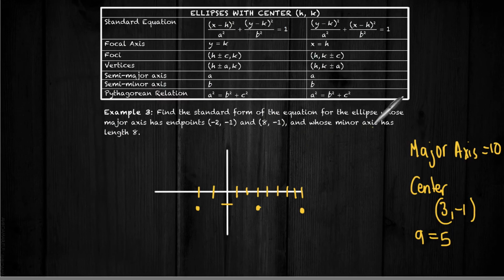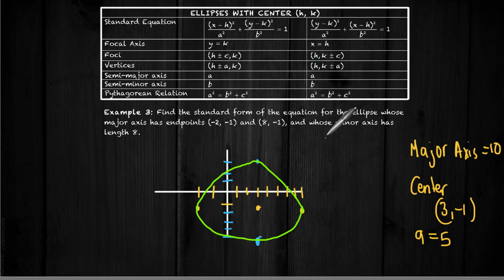And it says that the minor axis has a length of 8, which means it's going to be 4 up and 4 down. So let's go ahead and put that there. So that's going to be 1, 2, 3, 4. So that's going to be there. And then 1, 2, 3, 4. That's going to be there. And so if we make our ellipse, not a very good ellipse at all, but you get the point.